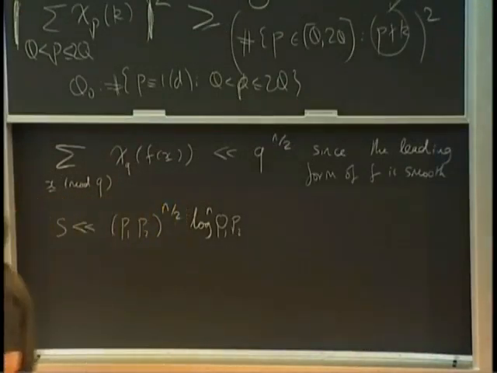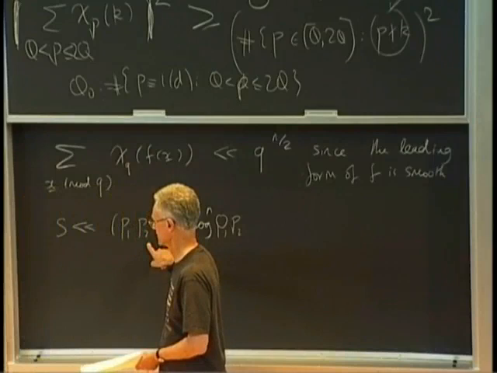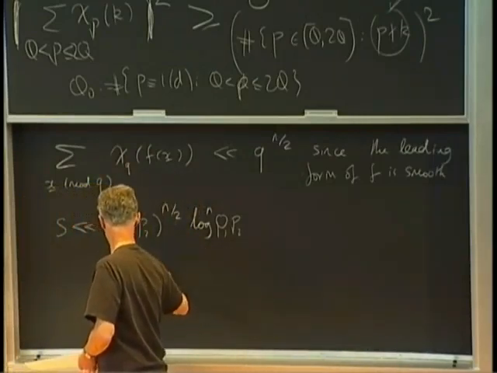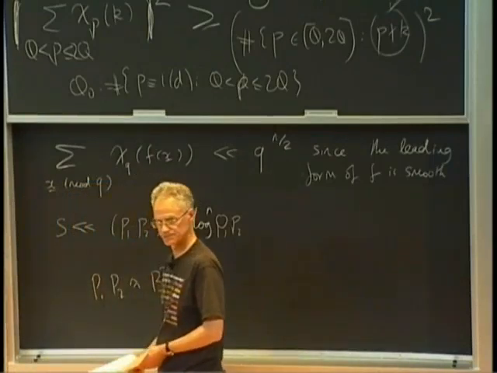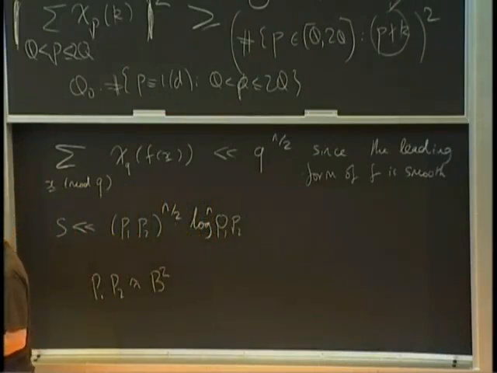Now you can see that capital Q is around b in size. And that means that the modulus, which is P1, P2, is around b squared in size. So in the sum S, the range you're taking here is around the square root of this modulus.